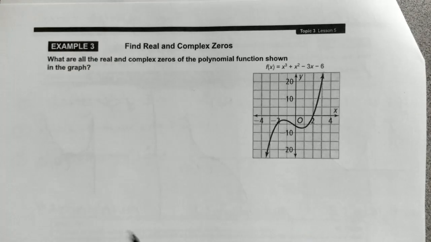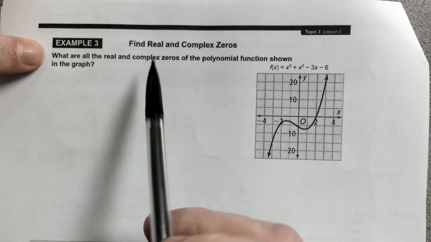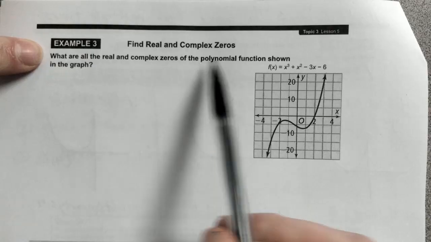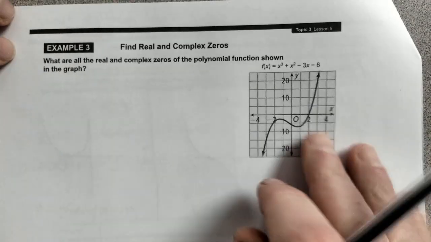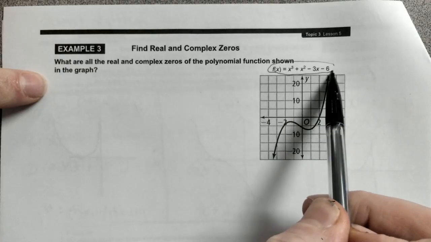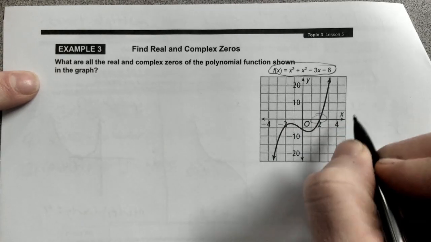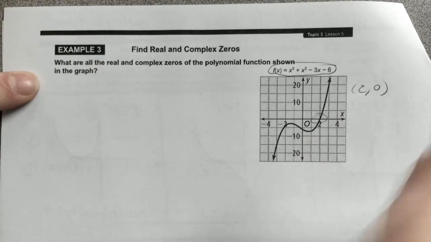All right, we are going to finish up the 3-5 notes. The directions say, what are all the real and complex zeros of the polynomial function shown in the graph? Here's the polynomial function that they give us, and the graph has an x-intercept at the coordinate point 2, 0.